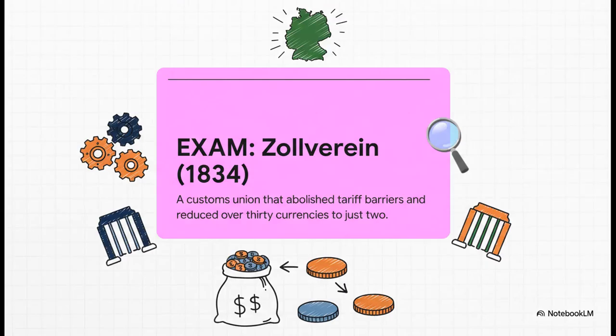Okay, here is another term you absolutely need to know for your exams: the Zollverein. This was a customs union kicked off by Prussia in 1834, and it was a total game changer. It got rid of most of those internal tariffs and cut down the number of currencies from over 30 to just 2. You can really see how this economic union started building the very idea of a national union.